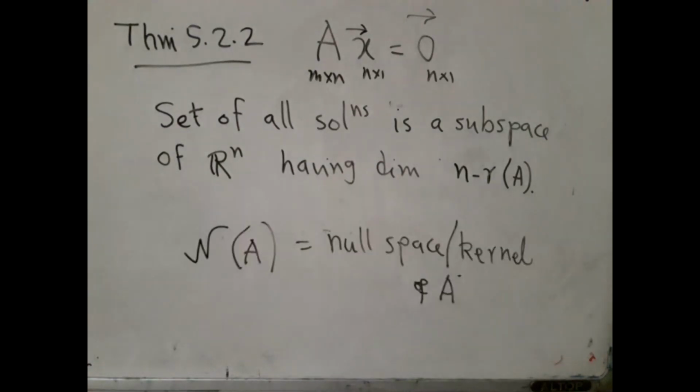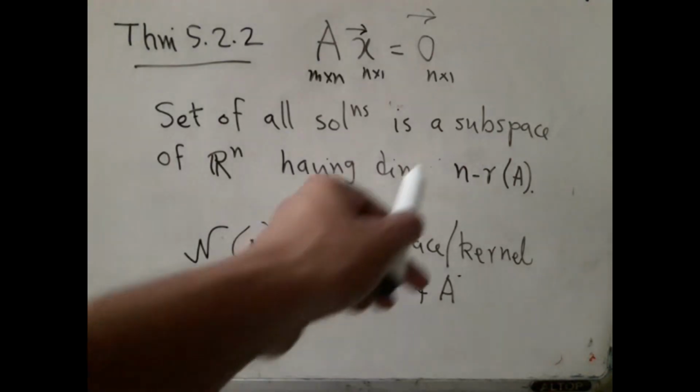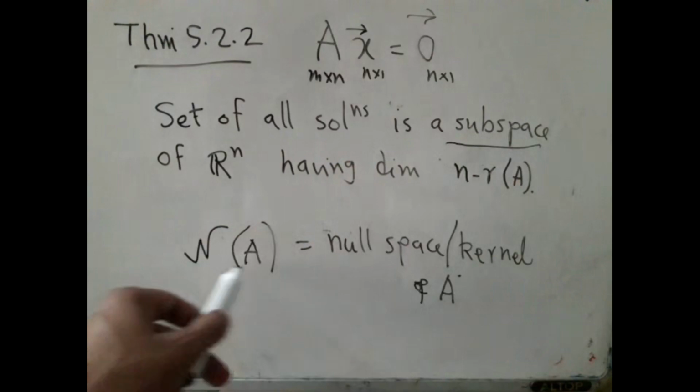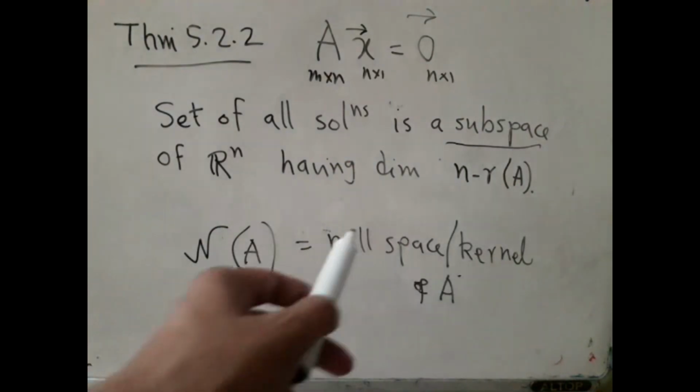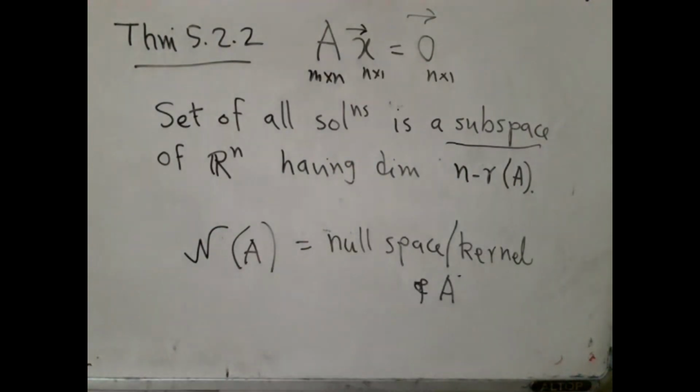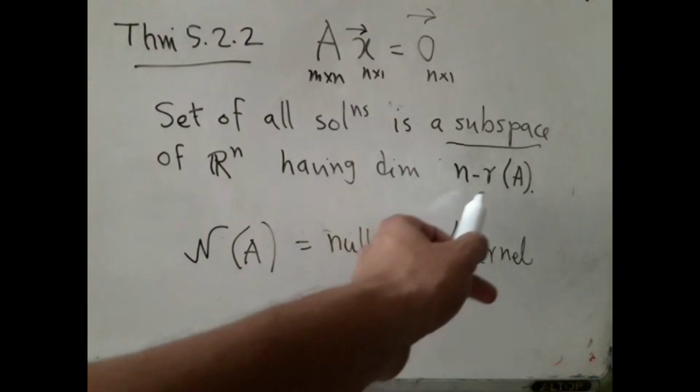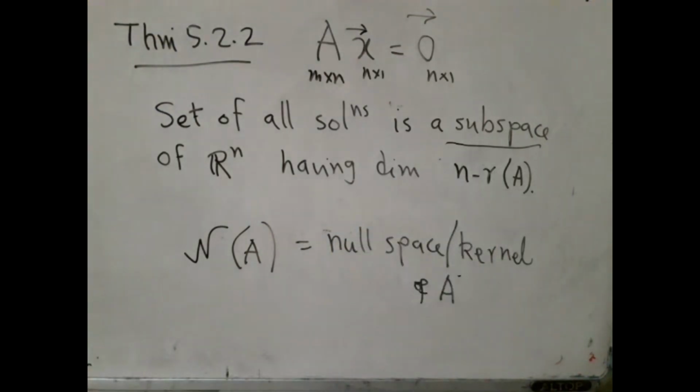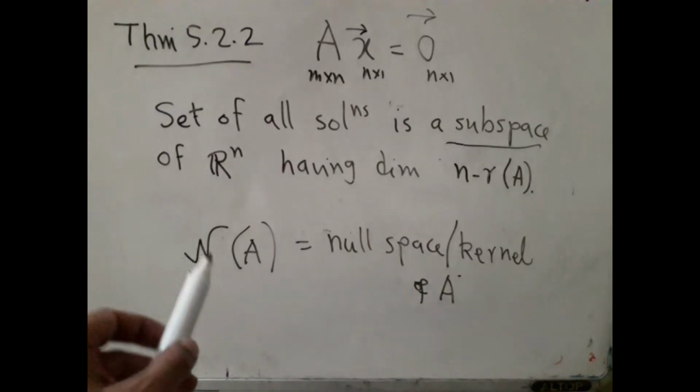The second part of the theorem is quite non-trivial, but first let me comment that this subspace is what we call the null space of A, or the kernel of A. That is just a notation, and the fact that its dimension is n minus rank of A is a pretty non-trivial fact. In fact, Gilbert Strang says that this is the fundamental theorem of linear algebra, and I am not going to prove it here.